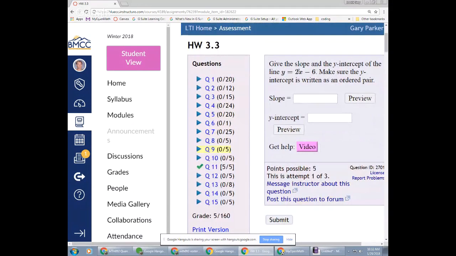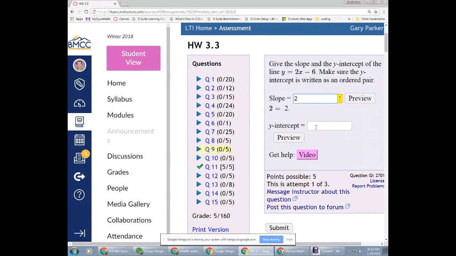Yeah, so just looking at this right here, the slope is always the number that's multiplied by x, so the slope here would just be 2. The y-intercept, it depends on whether they want that as a point or as just the y value. And notice here it says make sure the y-intercept is written as an ordered pair. So that means they want it in parentheses. So what point does the y-intercept happen at? What's the x value at the y-intercept? 0, because we haven't gone left or right. We're on the y-axis. And then I could go comma -6.